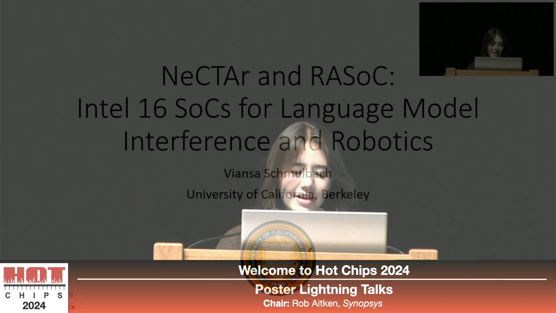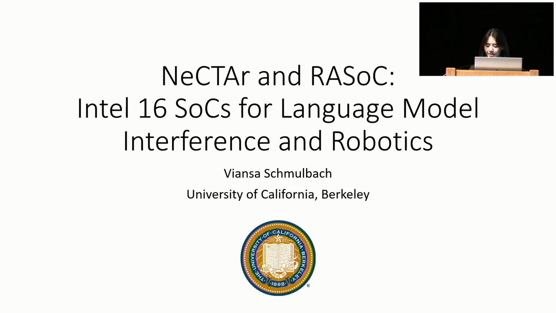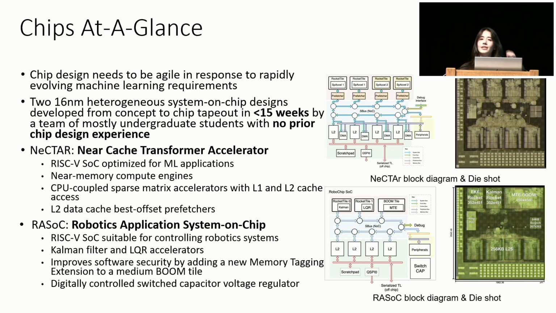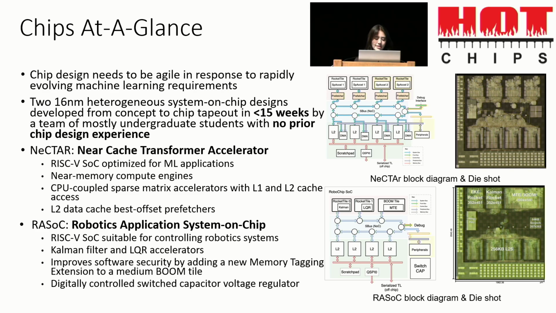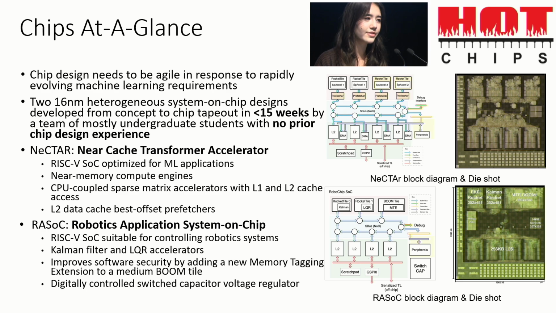Hi, I'm Vyansa Schmolbach from the University of California, Berkeley, and I'll be presenting not one, but two class chips, Nectar and Rasok. Specialized chip design needs to be agile in response to rapidly evolving domain-specific requirements, such as robotics and machine learning. As a demonstration of agile chip methodology, we present two heterogeneous system-on-chips designed by mostly undergraduate students with no prior chip design experience. In just 15 weeks, students go from making high-level design decisions to sending a fully DRC-clean GDS to Intel Foundry services for fabrication in the Intel 16-nanometer technology.